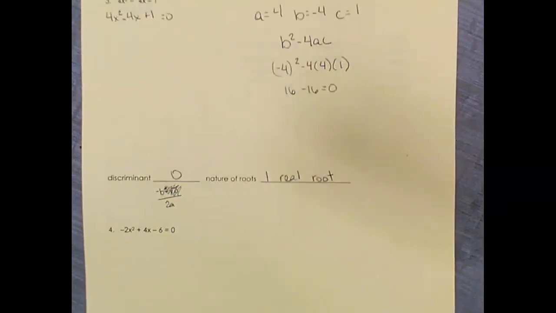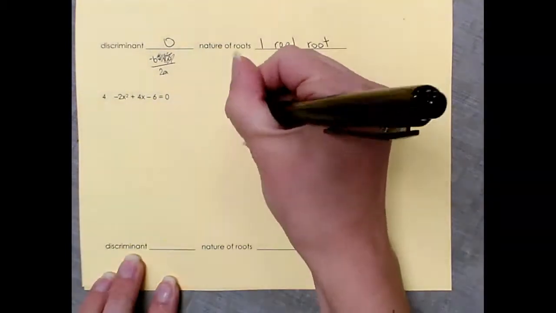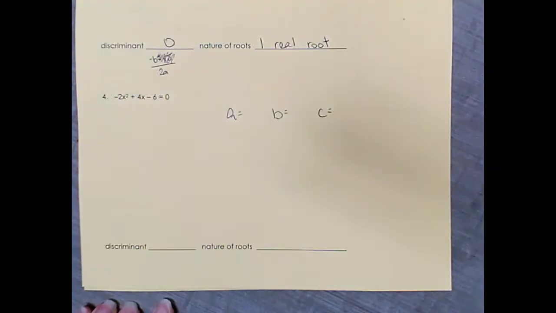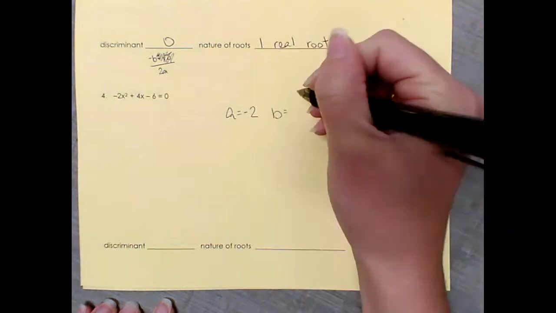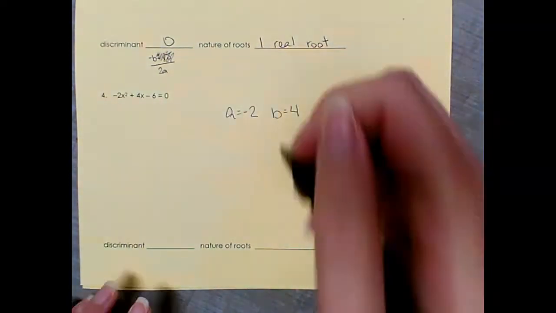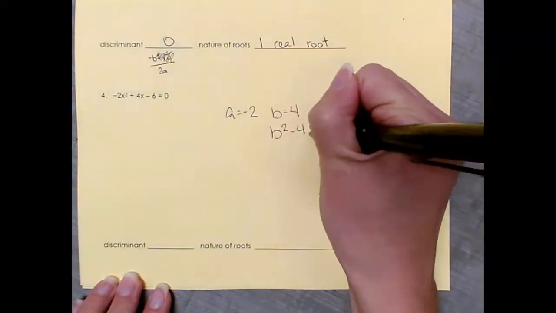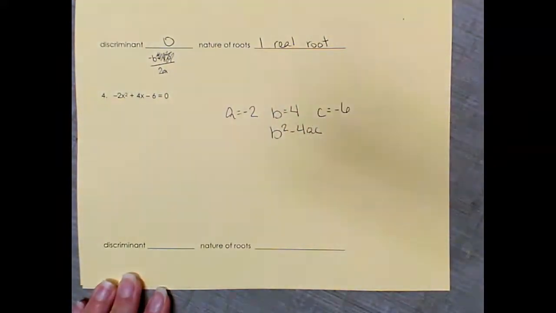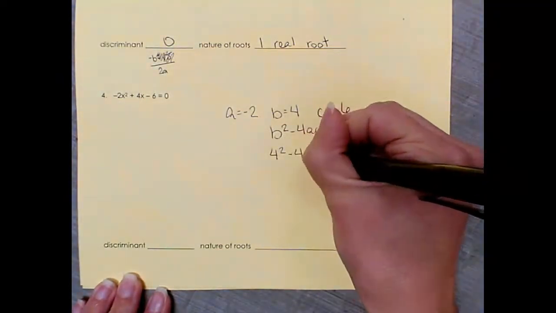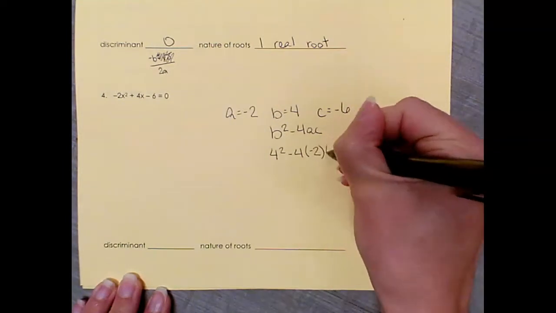So let's move on to our last example. Is it in standard form? You bet. A, B, C. Go ahead and fill them in. A is negative 2, B is 4, C is negative 6. My discriminant is b squared minus 4ac. When I substitute my values, I have 4 squared minus 4 times negative 2 times negative 6.